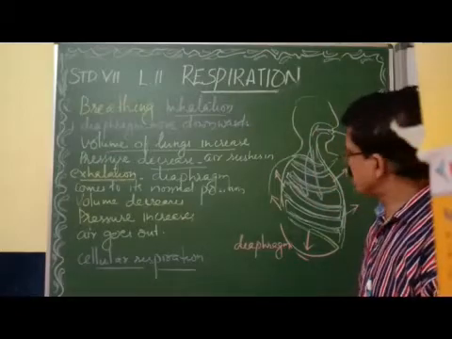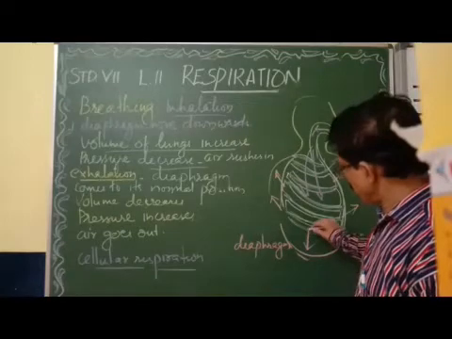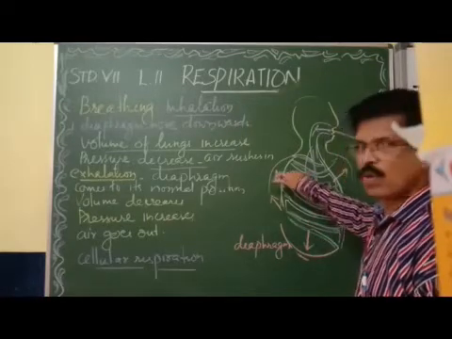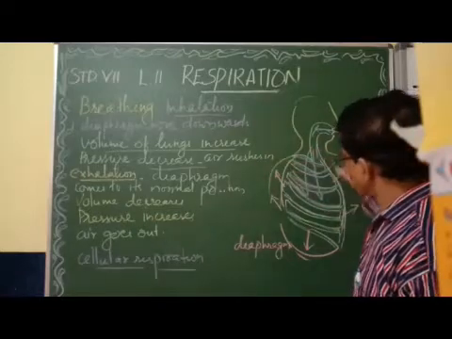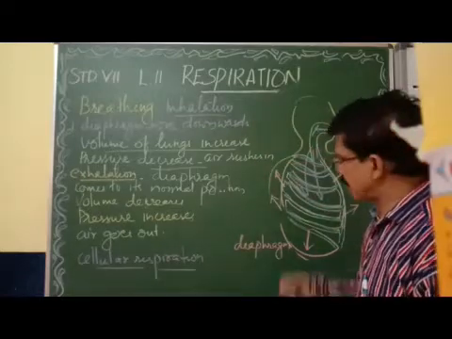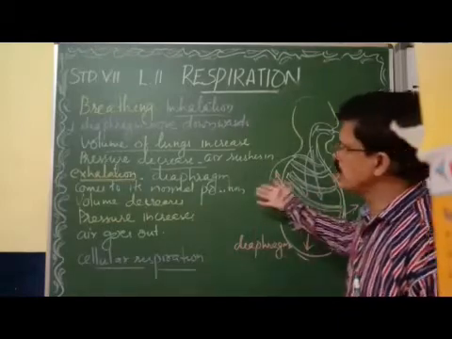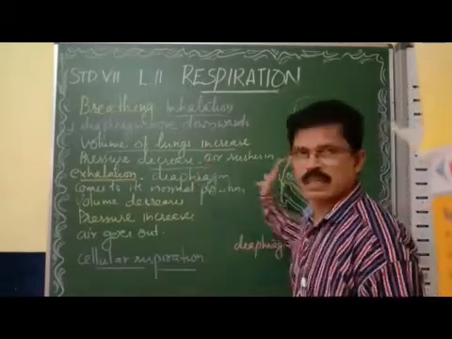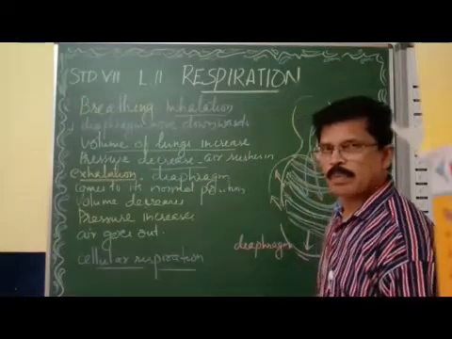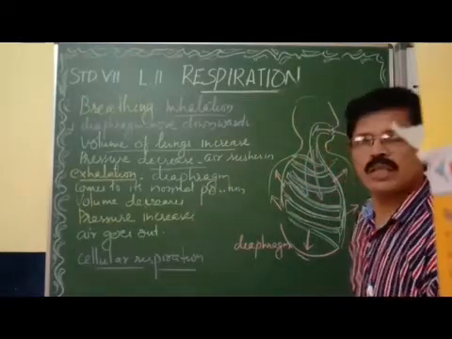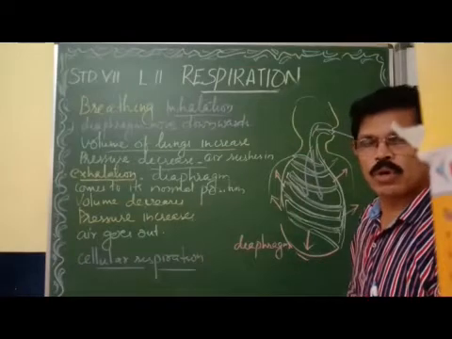So what is inhalation? During inhalation, you can understand that the diaphragm moves downwards and the ribs move upwards. As a result, the space inside the chest increases. Space increases means the volume of the chest increases. When volume increases, pressure decreases inside the chest. High pressure of air from outside now rushes into the lungs. This is what is called inhalation.